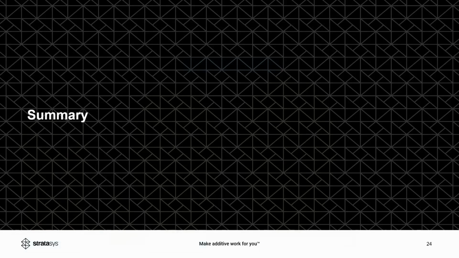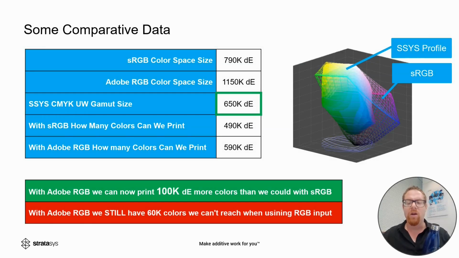So let's summarize. If we take a look at some of the numbers, the Adobe RGB gamut is over 45% larger than the sRGB. And if you use the Adobe RGB input profile, you can access an additional approximately 100,000 delta E colors compared to using the sRGB workflow.